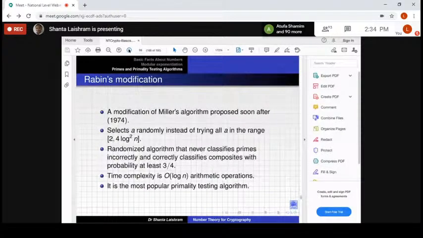So yeah, there are other modifications. Instead of doing this test, you can have a randomized algorithm, and instead of O(log n) cubes, you can have a running time of O(log n) arithmetic operations. This is actually what is used in practice. So instead of trying all a in some range, you select some number randomly between 2 and 4 times log squared n.